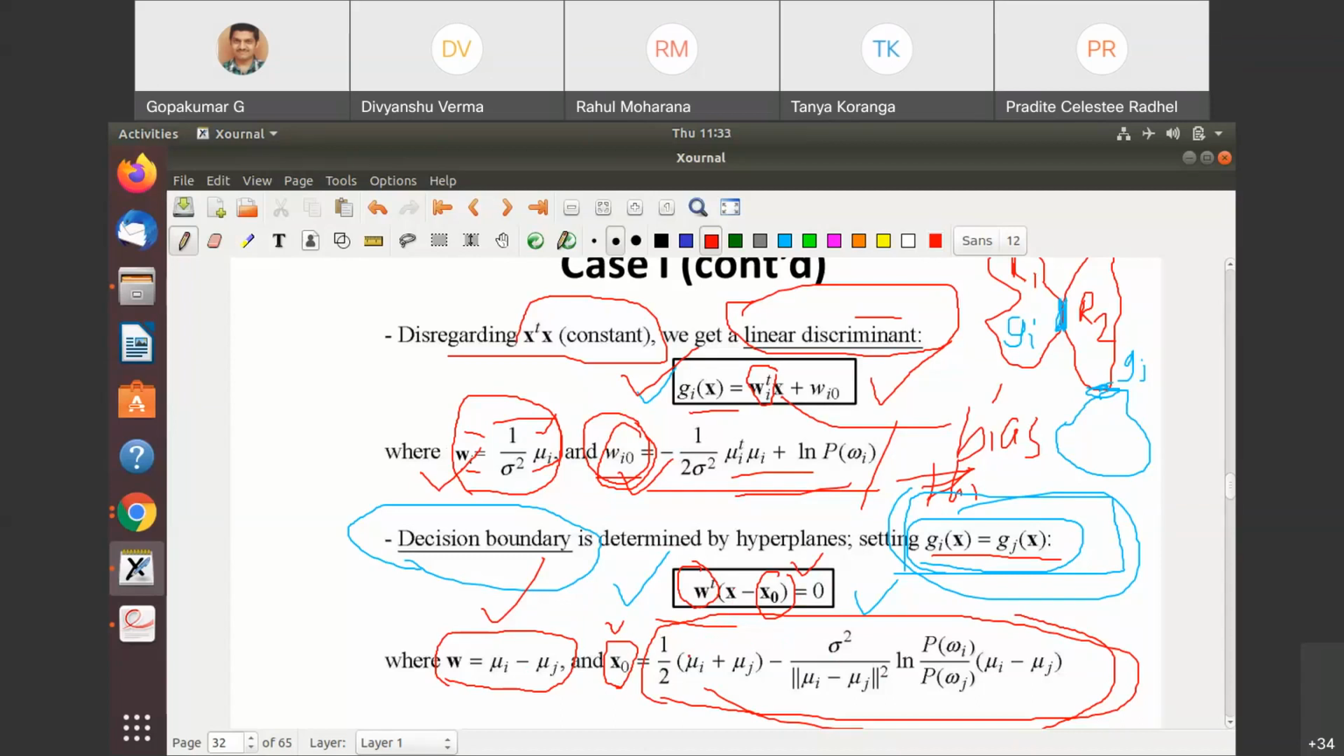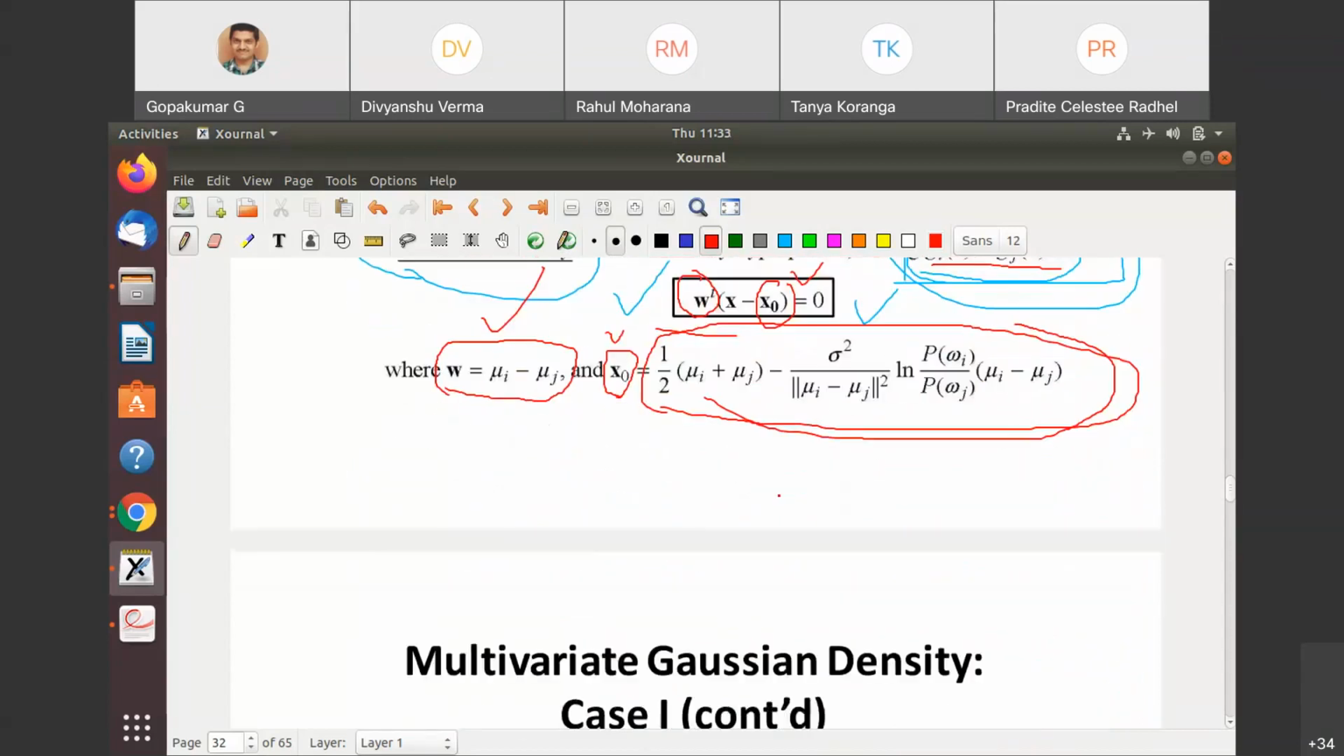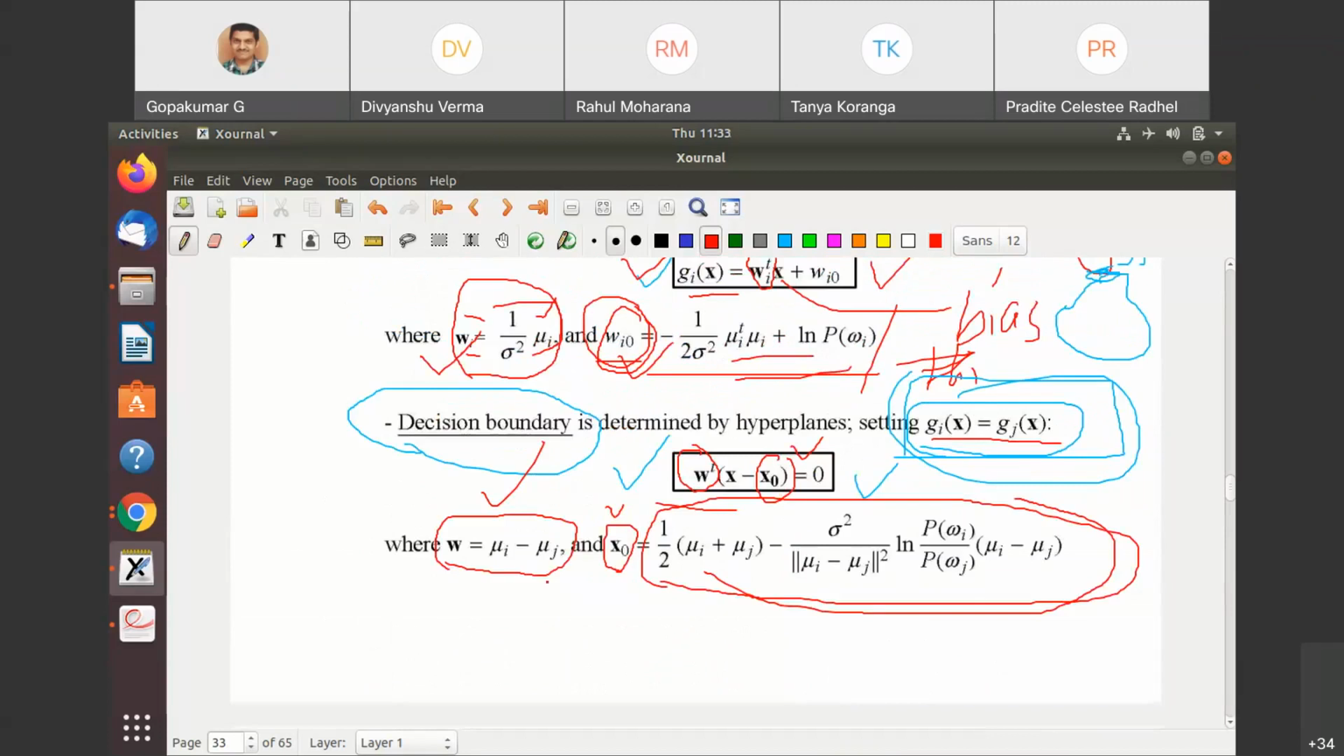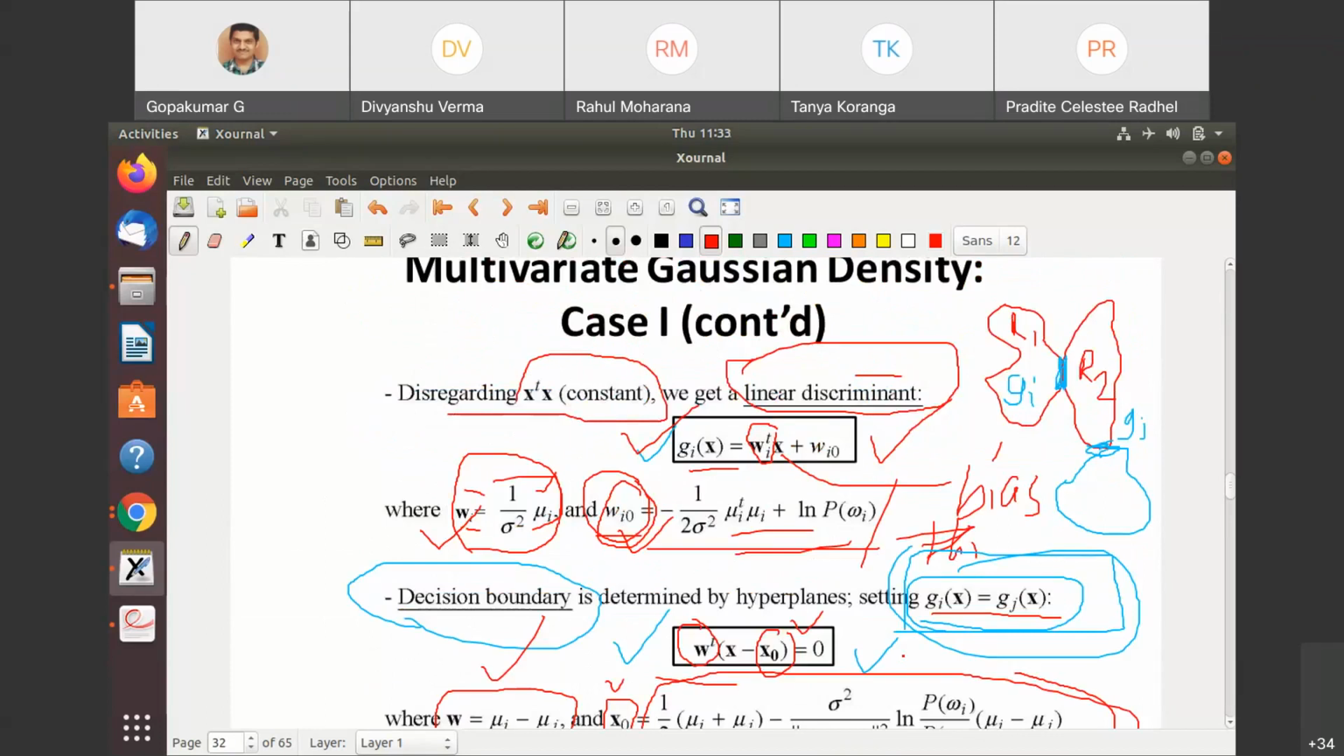So this is a way how we can define a decision boundary of a linear discriminant function. Now if you look into this particular equation, we have two terms defined, W and x0. When you consider a two class problem, assume that here we are considering two classes. So there are two mean vectors, mu i and mu j.